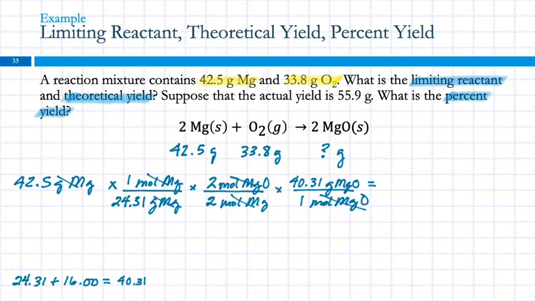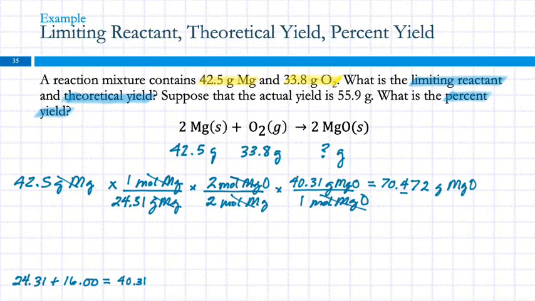And so I calculate this. 42.5 divided by 24.31 times 2 divided by 2 times 40.31 equals. And I'm always thinking about significant figures. My initial number had 3, and so my answer here is going to have 3, but I'm going to write down the next 2 for safety. Grams of magnesium oxide.